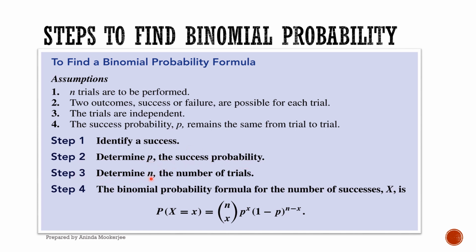Step 3, determine N, the number of trials. And then the binomial probability formula is going to be used for the number of successes we are looking for, which is N. This is the formula, we just saw this previously. So the probability that X, that means the success, is going to be a particular value, say 0 or 1 or 2 or 3 or n, is given by this formula, n combination x, p raised to the power x times 1 minus p raised to the power n minus x.